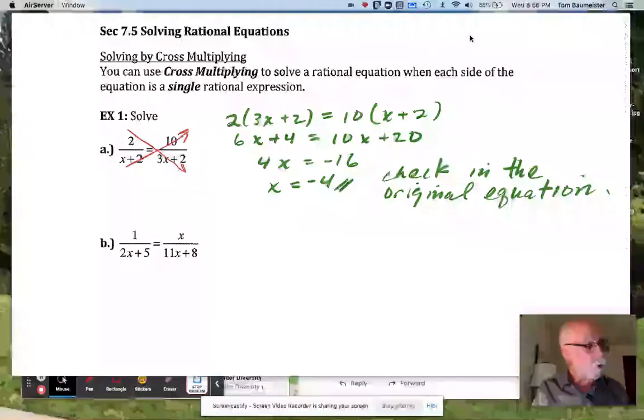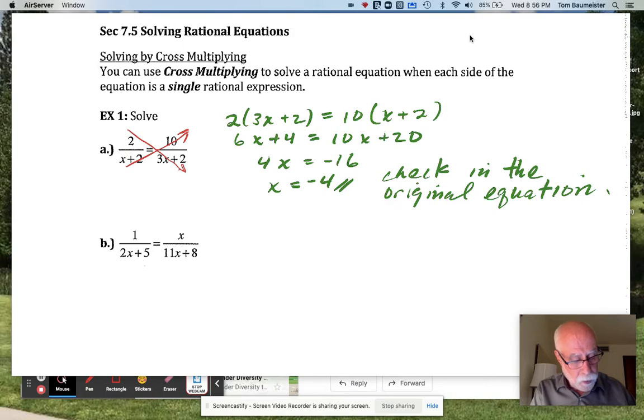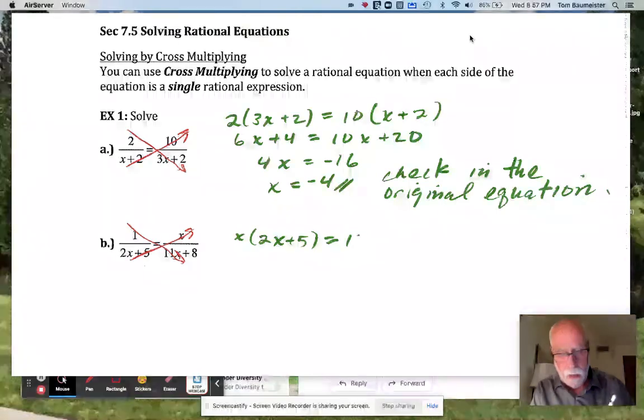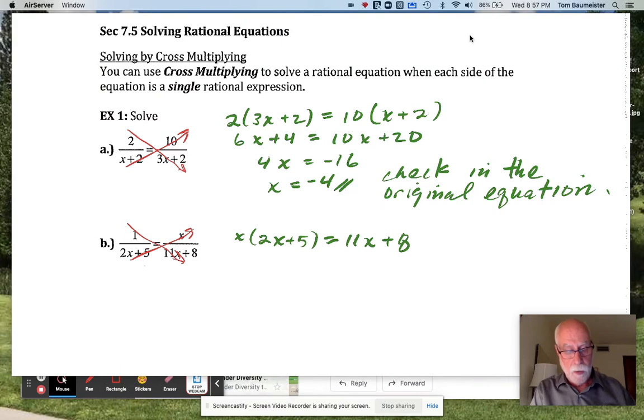All right, here's one more here. So we're going to do the same thing here. On this one, I'm going to multiply those two. So I'll have x times 2x plus 5 equals, I'm going to do these two here. Well, 1 times anything is just going to be the anything, so it's going to be 11x plus 8. So now I'm going to distribute that x through the parentheses. That'll give us 2x squared plus 5x is equal to 11x plus 8.